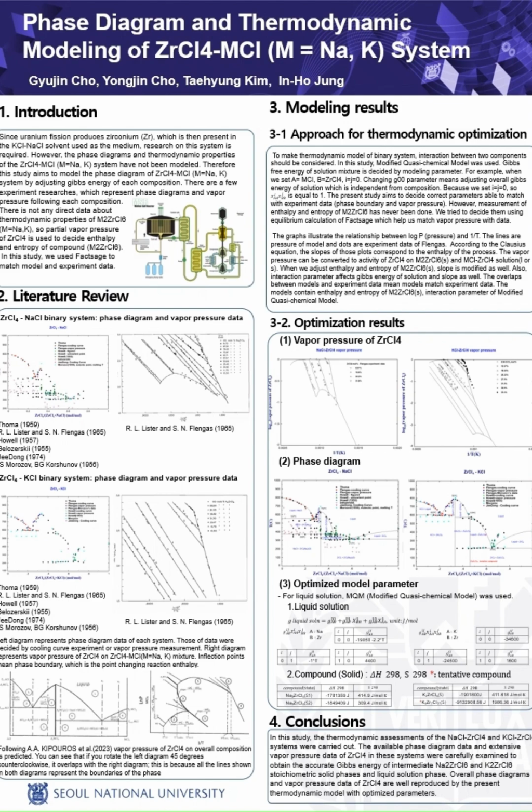Let me talk about the model optimization process. To make a thermodynamic model of a binary system, interaction between two components should be considered. In this study, the modified quasi-chemical model was used. The Gibbs free energy of the solution mixture is decided by modeling parameters. The present study aims to decide correct parameters able to match with experiment data.